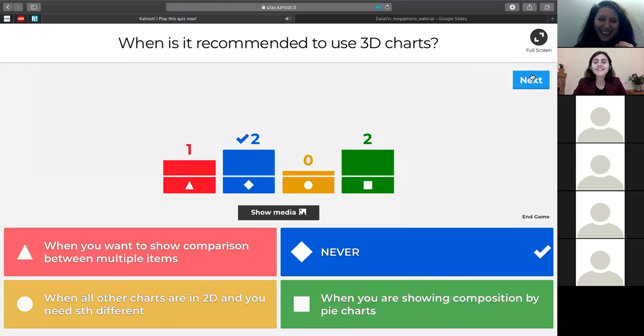3D charts are never recommended, especially when you are showing composition by pie charts. You can use pie chart in 2D. It's much better than 3D.